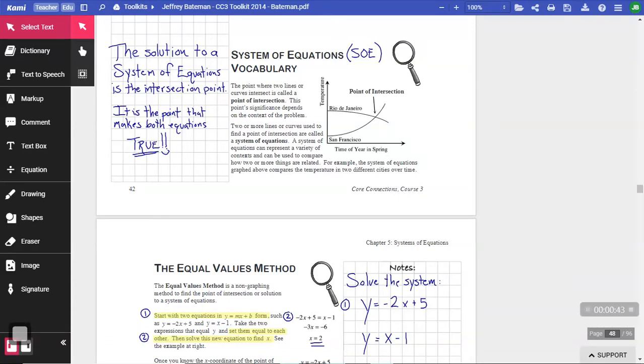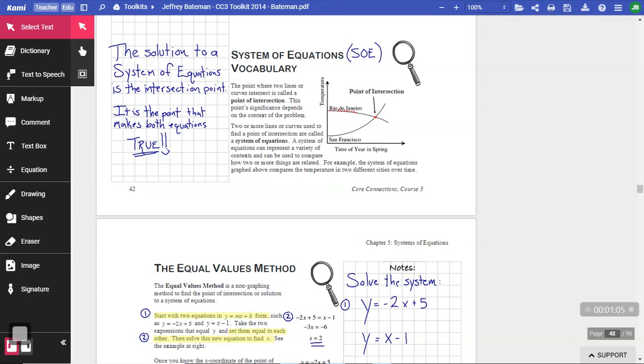So first off, taking a look at the graph that they show you here, a solution on a graph is going to be this point of intersection, because if we think about what a solution is on a graph, a solution is all the points on the line. So for Rio de Janeiro here, we've got all these points. There's an infinite number of points in this line. All those infinite number of points represent solutions for that situation.